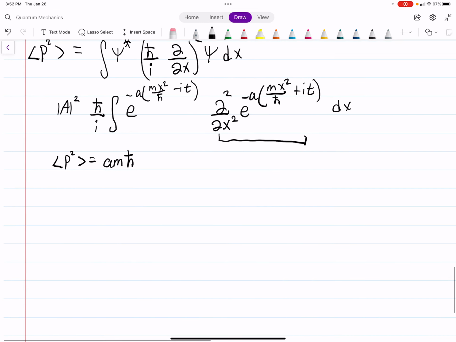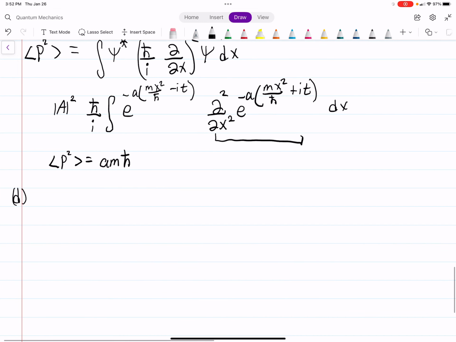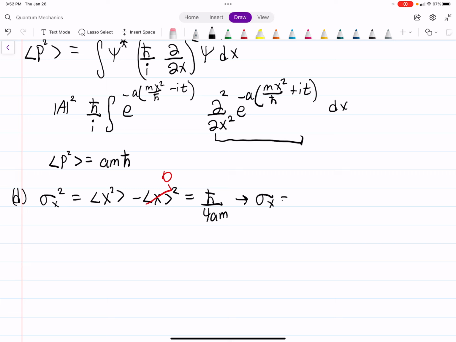So now for part D. Part D is wanting us to find its relation to the uncertainty principle. So sigma x squared is defined like this, right? And we know that this was just 0. So then this is equal to h bar over 4am, which tells us sigma x is just the square root of this.